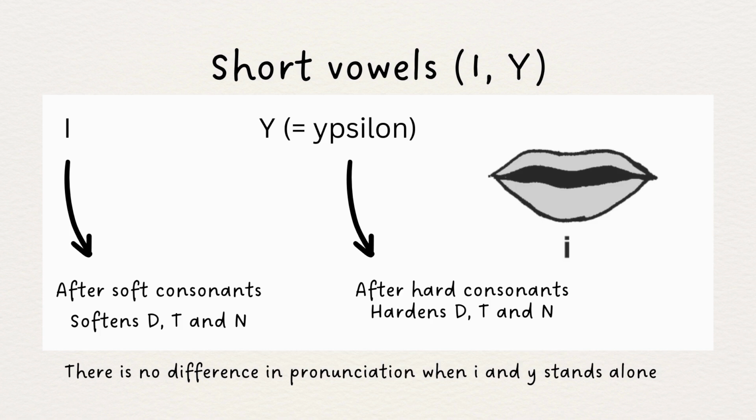Let's start with I and Y. We pronounce I in the front, while our mouth only slightly opens, as you can see in the picture. We pronounce I or Y in the same way. The only difference is that with I we pronounce the consonants D, T and N softly, like this: Di, Ti, Ni, and with Y hardly: Dy, Ty, Ny.